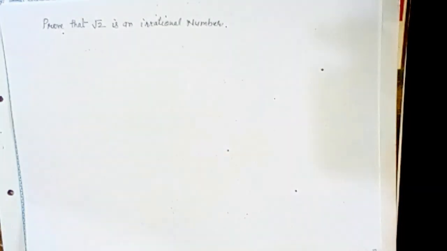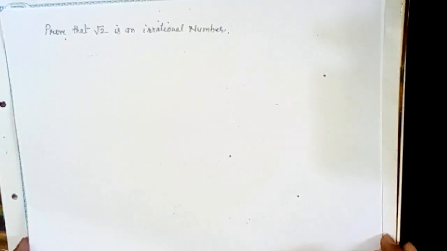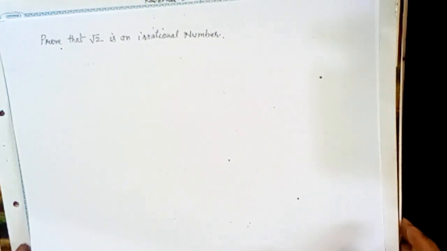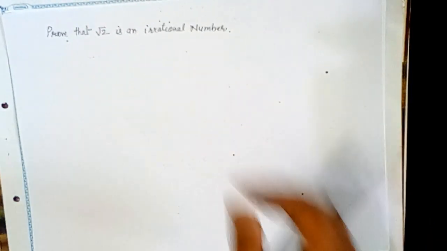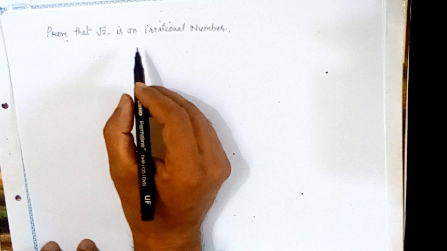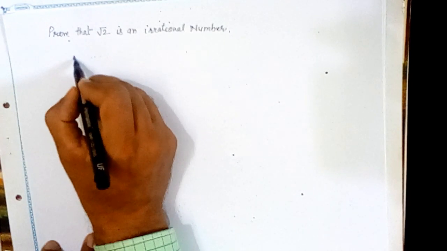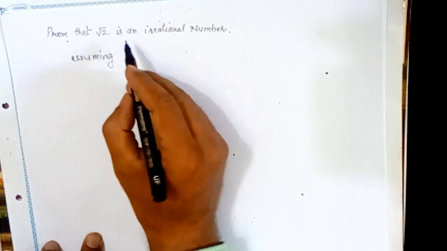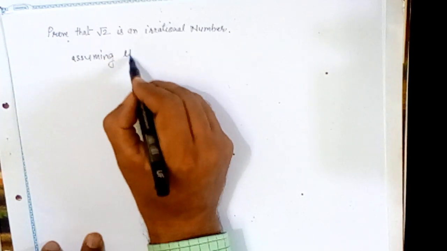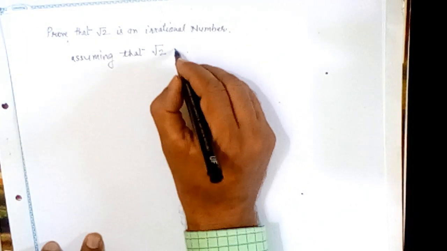Now here we are having another question which is related with the previous theorem. Prove that root 2 is an irrational number. Now here we are assuming that root 2 is a rational number.